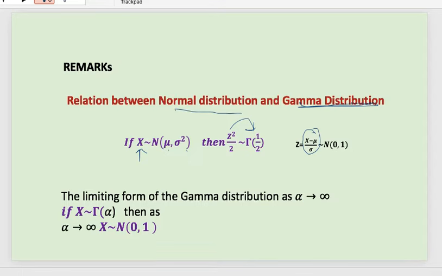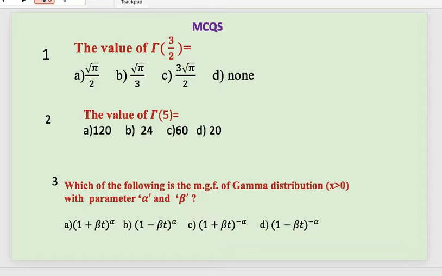The limiting form of the gamma distribution, when the shape parameter tends towards infinity, is that it will behave like a standard normal distribution. So we can say the standard gamma distribution will tend to the standard normal distribution when alpha goes to infinity. Now let's begin with the MCQs. Initial lighter MCQs are there, so let us take one by one.